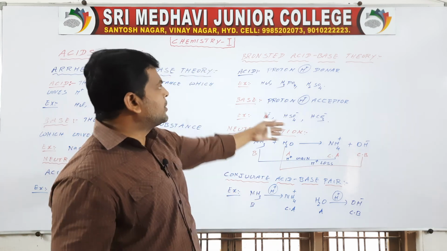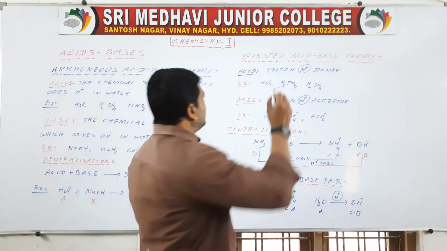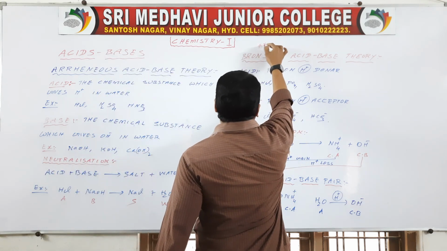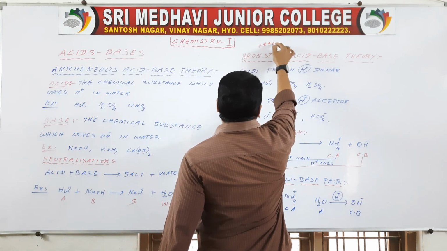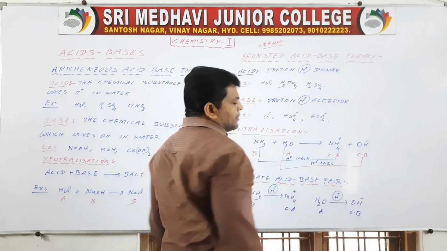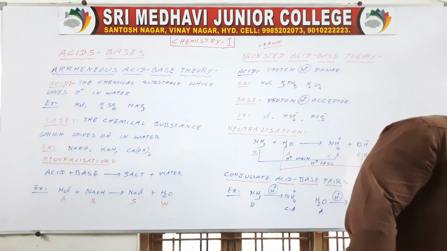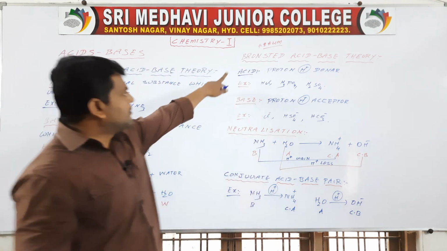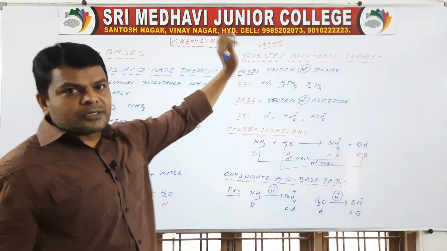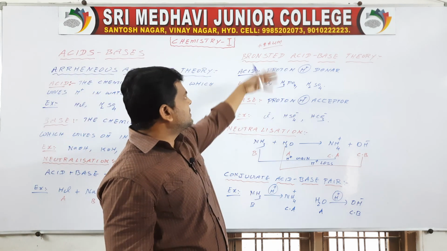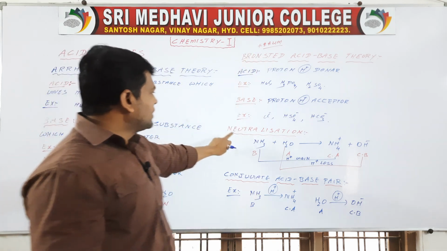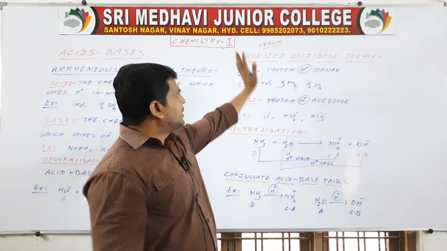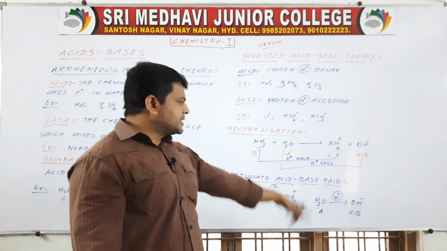So this is Bronsted acid base theory. It is very important for 4 marks. What is an acid according to Bronsted acid base theory? What is a base according to Bronsted acid base theory? What is a neutralization according to this theory? And conjugate acid base pair.